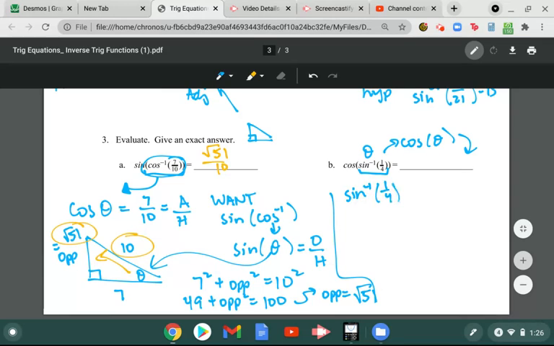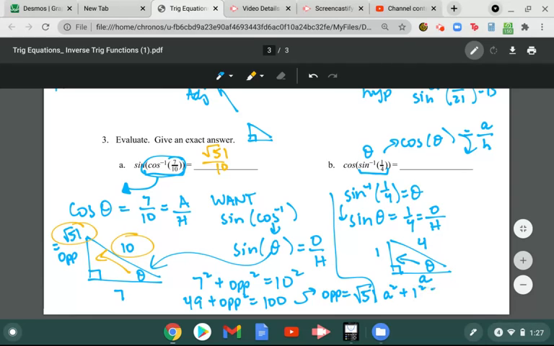Sine inverse of 1/4 is equal to theta, but that's not a helpful form. Instead, I'm going to write this as sine of theta is equal to 1/4. Sine is opposite over hypotenuse. Let's go ahead and draw our triangle. I'm looking for angle theta. I have opposite side, which is 1. I've got the hypotenuse, which is 4, and I want to find that adjacent side. The adjacent side is going to find cosine for me, adjacent over hypotenuse. Pythagorean theorem, a squared plus 1 squared equals 4 squared. So A squared is 16 minus 1. So that's going to be 15, and we'll put that in a square root.